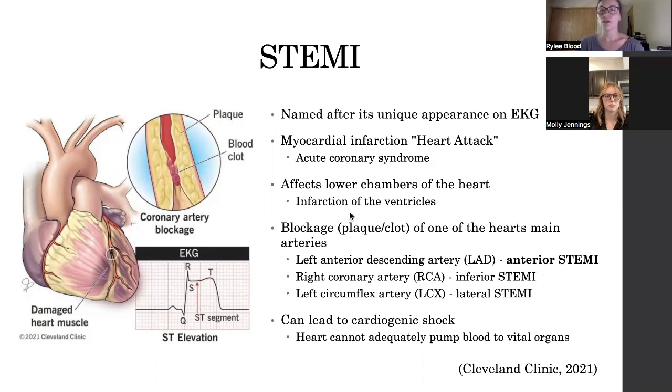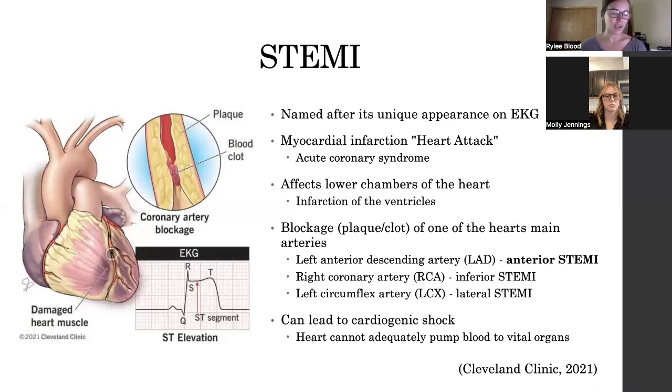As I said, it's a myocardial infarction, which is the worst kind of acute coronary syndrome that can occur. It affects the lower chambers of the heart, which are an infarction in the ventricles, meaning that the ventricles are not getting adequate blood perfusion. And when adequate blood perfusion is not occurring, then the cardiac muscle cannot pump accurately.